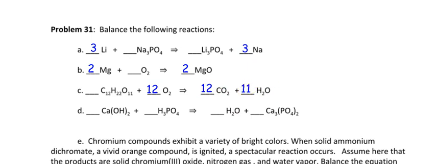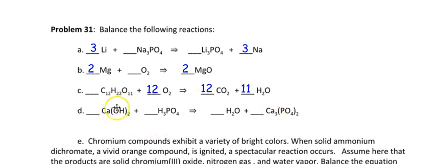Good. Now notice in letter D, I see parentheses. So if I put any kind of coefficients in front of the calcium hydroxide or the calcium phosphate, I will have to distribute through those parentheses. So let's just kind of keep that in mind. So in letter D, do I have anything written as an element? The answer is no. Okay, so it says save anything that shows up more than twice or one per side for last. So let's take a look.